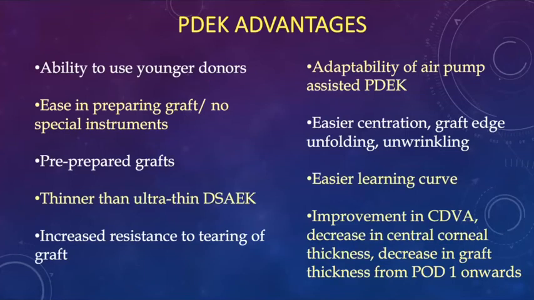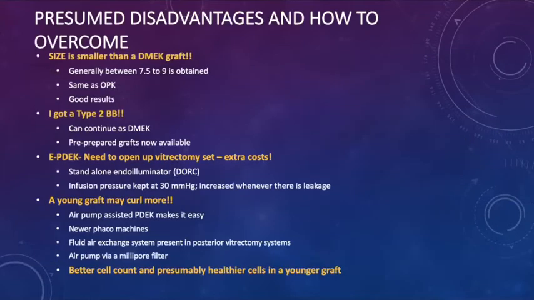So to sum up, PDEK allows you to use younger donors, easy in preparing the graft with no special instruments. We have now pre-prepared grafts for those who want to get free of the hassle of having to prepare the graft themselves and the possibility of losing tissue. Just like in DMEK, you have pre-prepared, pre-stamped grafts available from a few eye banks. It is thinner than ultra-thin DSEK also, so it's got big advantages: increased resistance to tearing of the graft. It's very easily adaptable to the femtosecond laser assisted PDEK, easier centration, graftage, unfolding, easier learning curve, and improvement in CDVA, decrease in central corneal thickness, decrease in graft thickness from the post-operative day one itself, unlike DSEK.